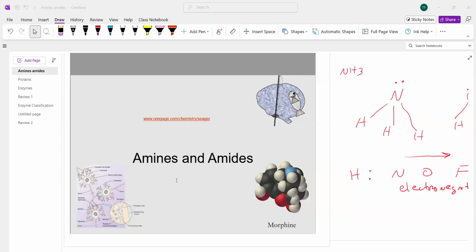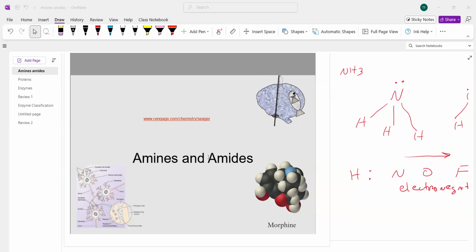What we're going to be talking about today is amines and amides. Now, these are nitrogen compounds, and amines are sort of like alcohols, and amides are sort of like esters. They act very similar. In other words, they combine up with acids. And a lot of the chemistry from Unit 3 can be used in this unit as well.